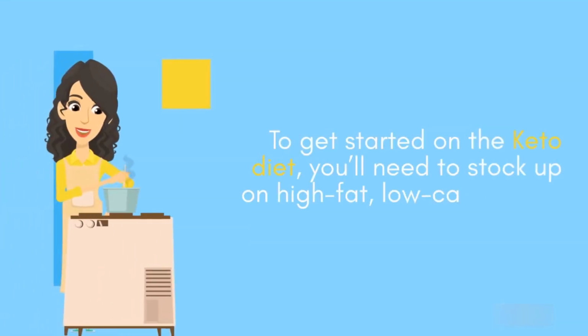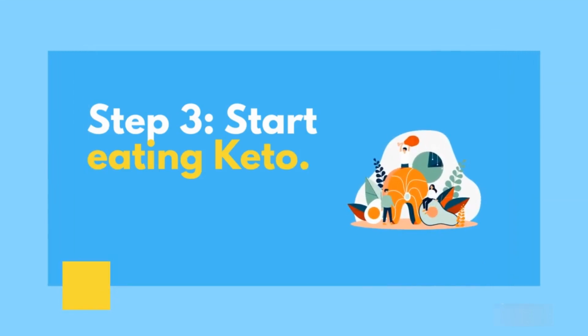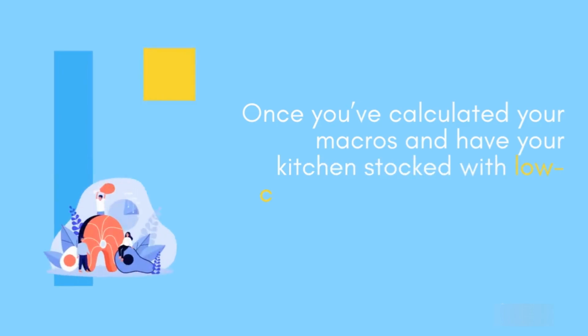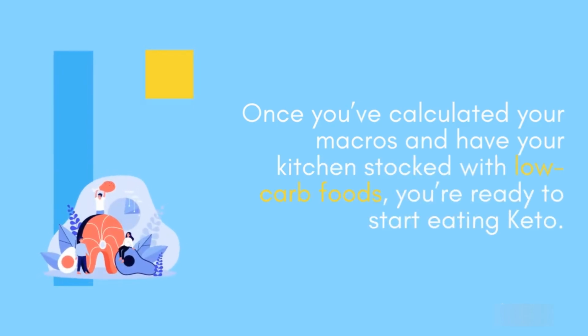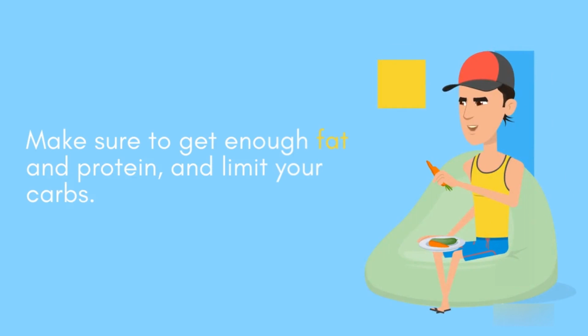To get started on the keto diet, you'll need to stock up on high-fat, low-carb foods. Step 3. Start eating keto. Once you've calculated your macros and have your kitchen stocked with low-carb foods, you're ready to start eating keto. Make sure to get enough fat and protein, and limit your carbs.